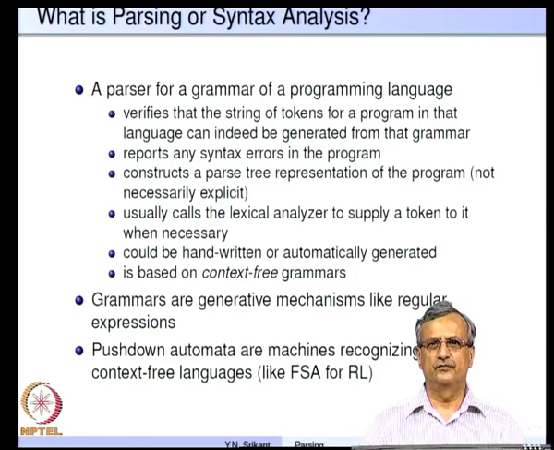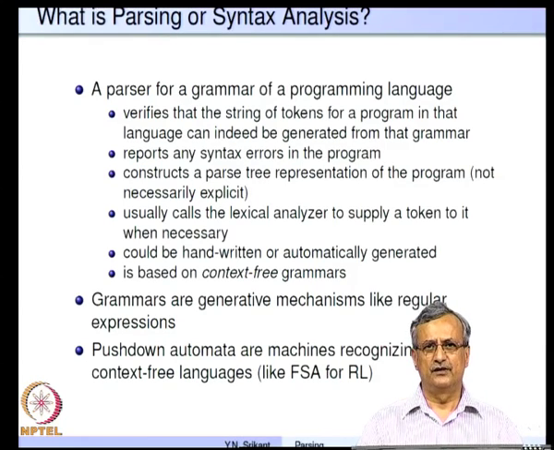Grammars are generative mechanisms, whereas machines such as finite state automata or pushdown automata are accepting mechanisms. Grammars are very similar to regular expressions. Pushdown automata are the machines corresponding to context-free languages, just like finite state automata are the machines corresponding to regular languages.